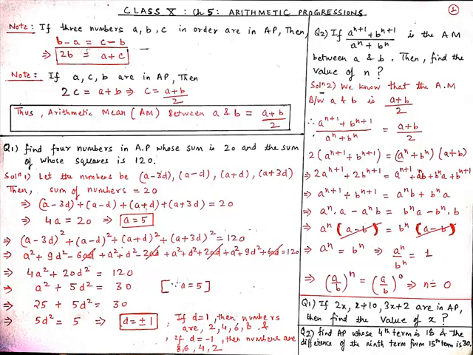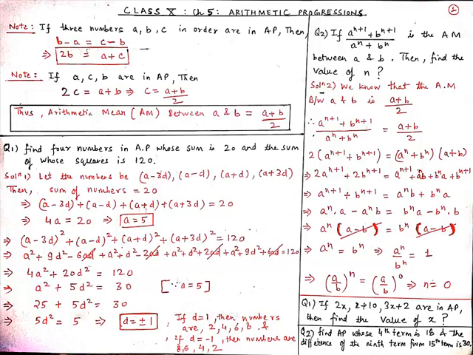So from here, minus 6ad plus 6ad will get cancelled out. And similarly, minus 2ad plus 2ad will also get cancelled out. So from here, we get 4a square plus 20d square is equal to 120. And now when we divide both sides by 4, we get a square plus 5d square is equal to 30.